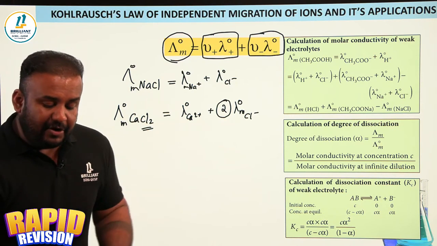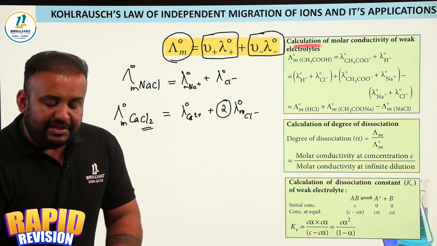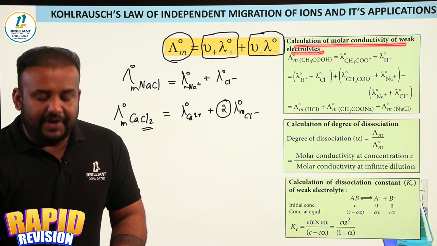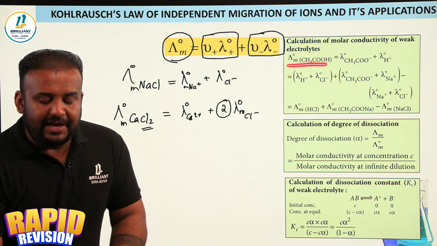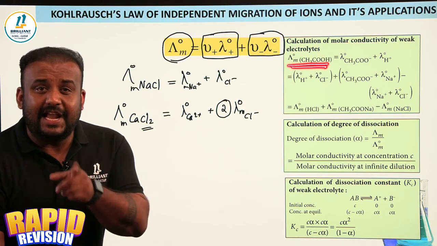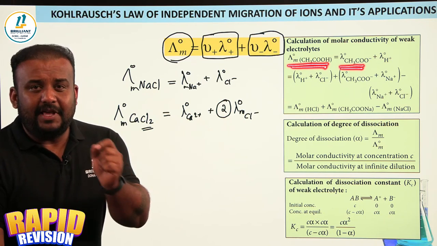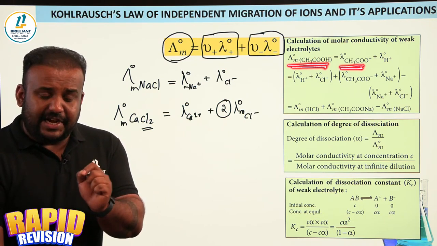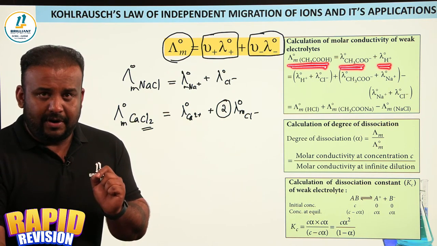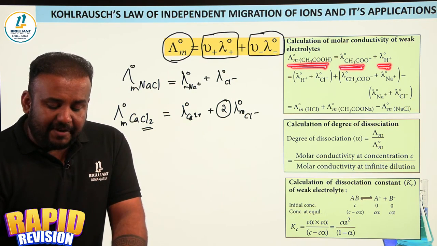I'll just quickly brief about this. Please see here, calculation of molar conductivity of weak electrolyte. What we do here, for example, if I want to find out the molar conductivity of acetic acid, I know as per Kohlrausch's law, it is the sum of the limiting conductivity of acetate ion and hydrogen ion, correct? So I'm deriving it from another expression.